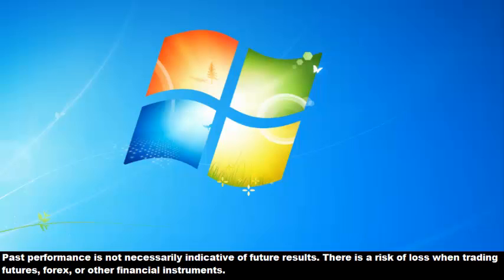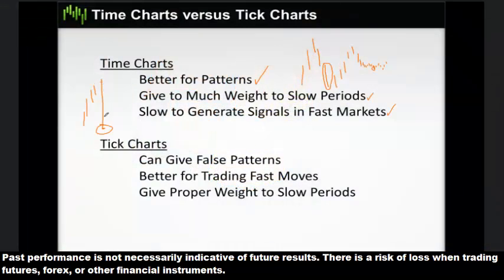Now, time charts are also slow to generate signals in fast markets. What I mean by that is if you have a system or an indicator that triggers on the close of a bar, and you have a big run up in price, and then all of a sudden you have a one bar reversal and a close down here, well, your system on close is triggering right there. Okay, and you just had a tremendous amount of movement there. So that gets you in pretty far into the move, and that's not very desirable. So understand that slow to generate signals is a negative for time charts.